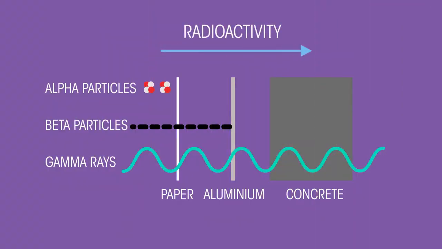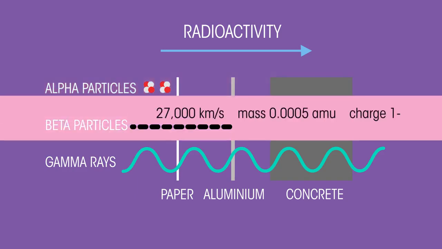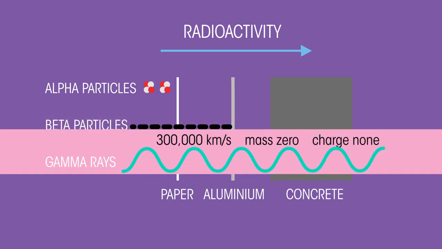So if we look at the characteristics of each radiation more closely, we can begin to understand why their properties are so different. Alpha is a slow-moving helium nucleus made of 2 protons and 2 neutrons with a double positive charge. Beta is a very fast-moving electron with a single negative charge. And gamma radiation is an electromagnetic wave like radio waves, light and X-rays, but is much more energetic.